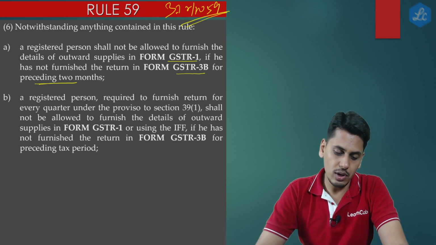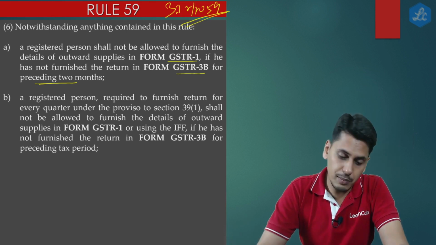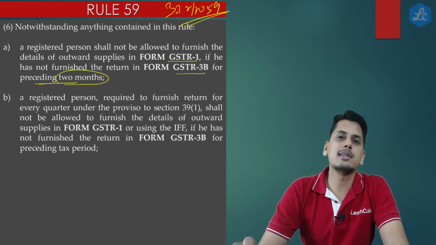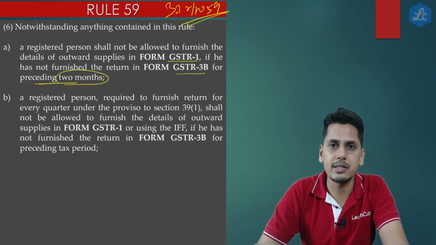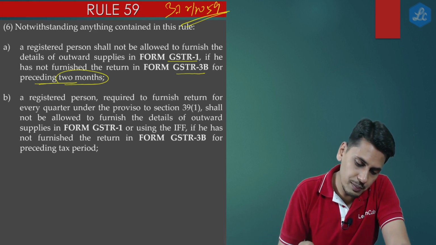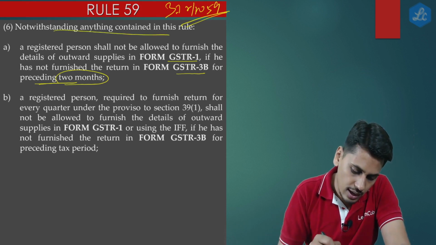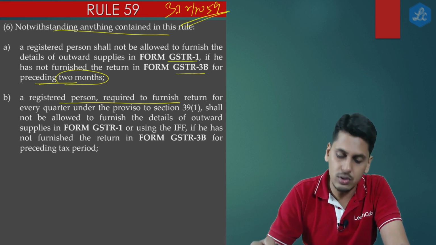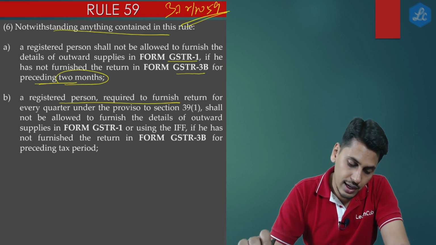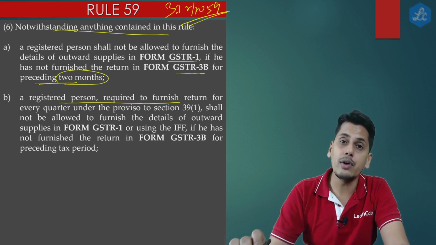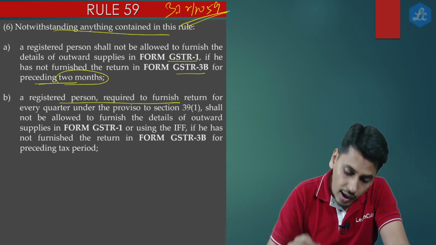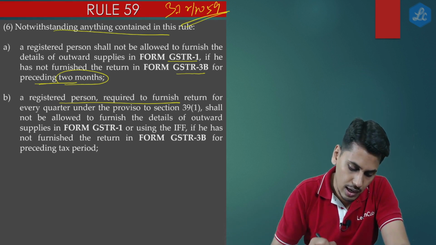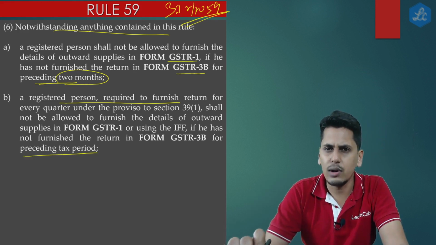Now friends, this spoke about GSTR3B not being filed for the preceding 2 months. What about those persons who file GSTR3B on a quarterly basis? Let's have a look. A registered person, notwithstanding anything contained in this rule, required to furnish a return for every quarter under the proviso to section 39 sub-section 1, shall not be allowed to furnish the details of outward supplies in GSTR1 or using the IFF if he has not furnished the return in form 3B for the preceding tax period. What is the preceding tax period?